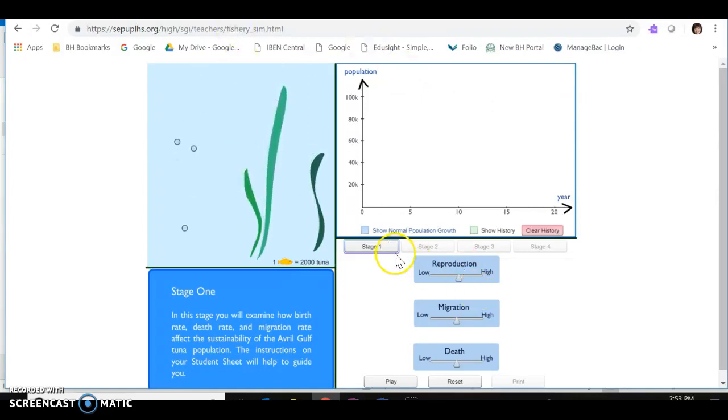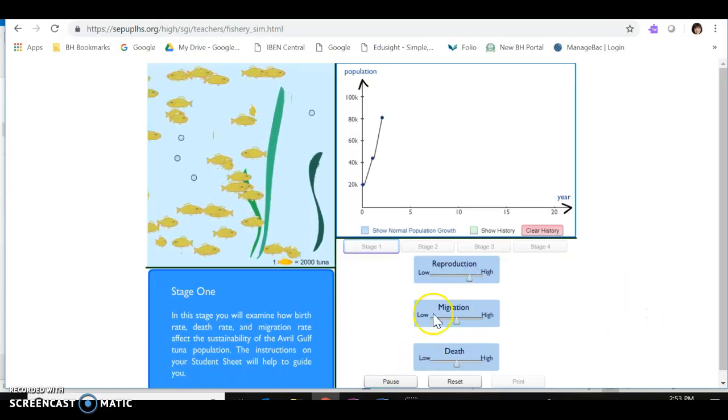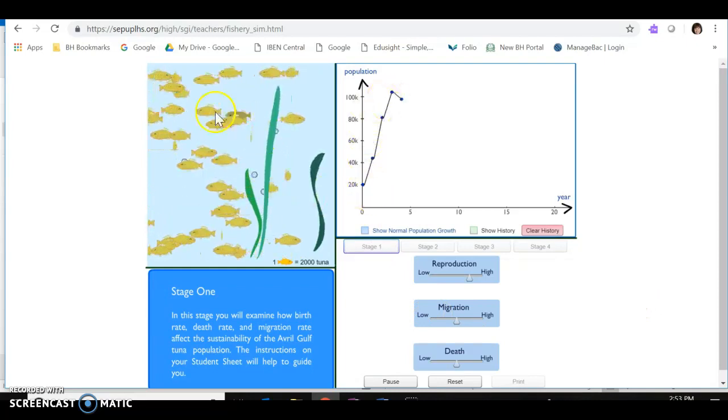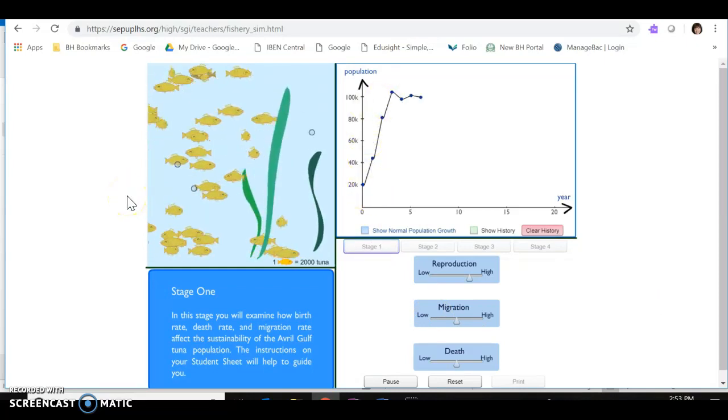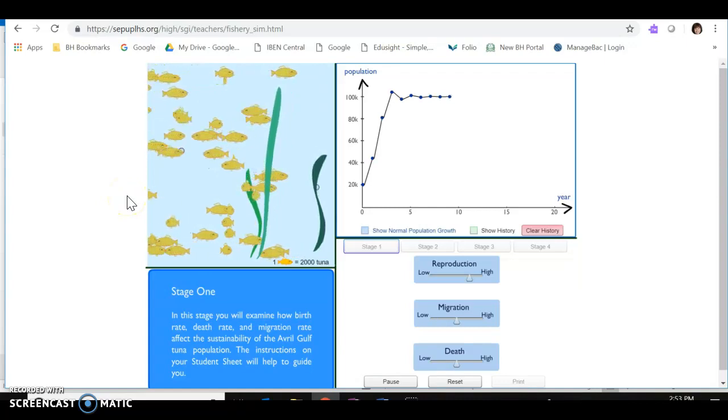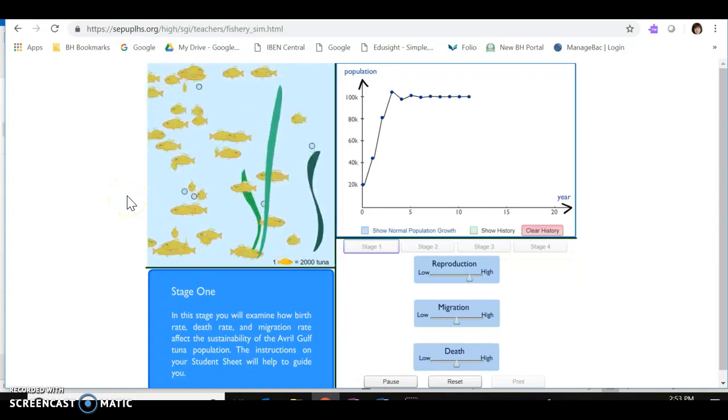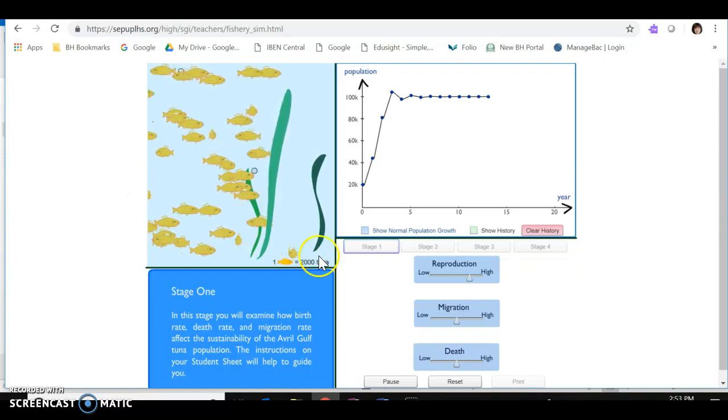As you do, as we change variables with the population, so as I said, it will graph it, but also you can see qualitatively what is happening as you observe the graphic of the fish population.